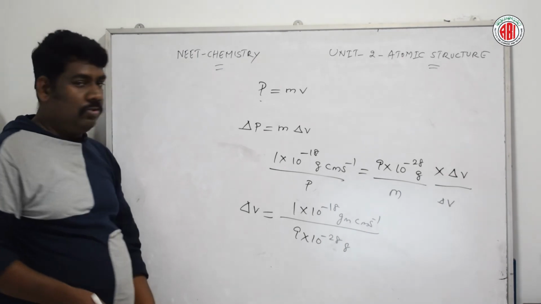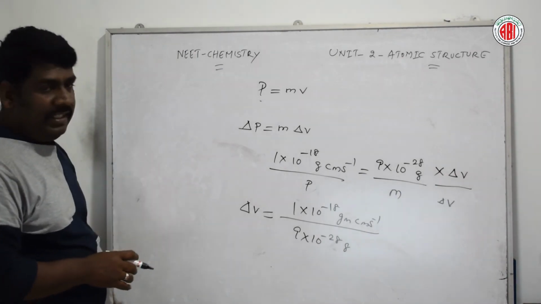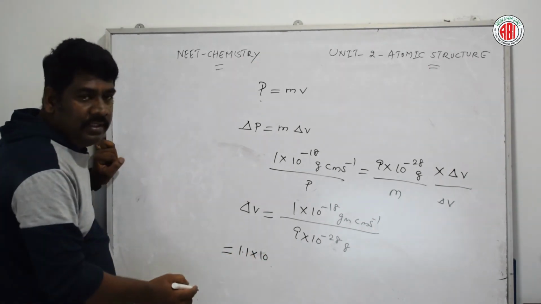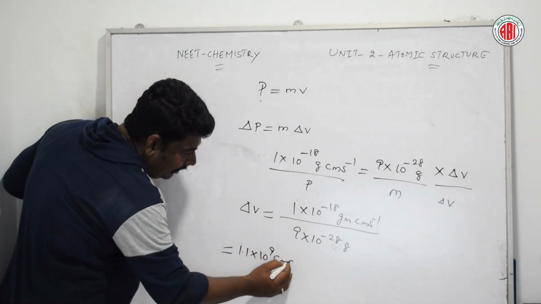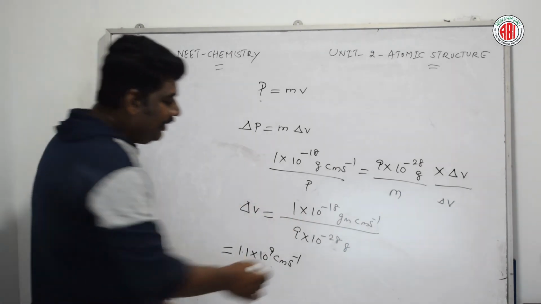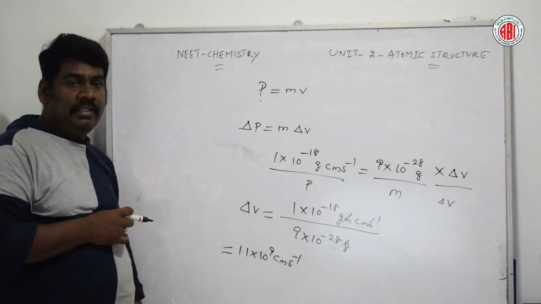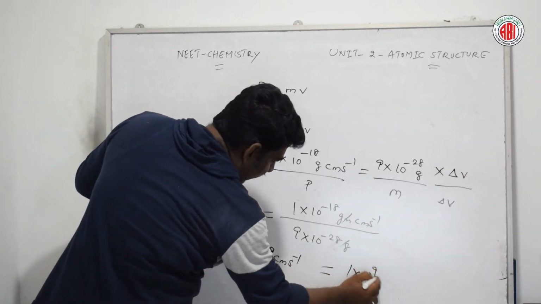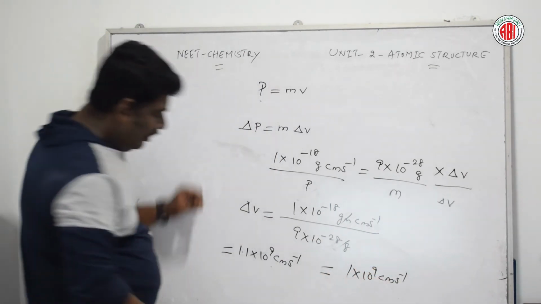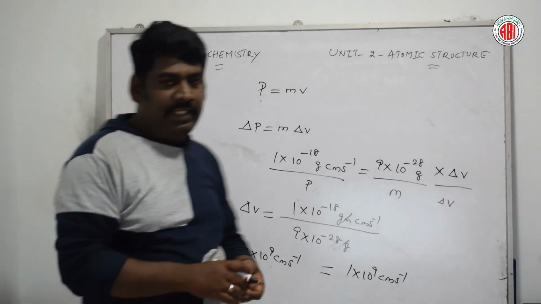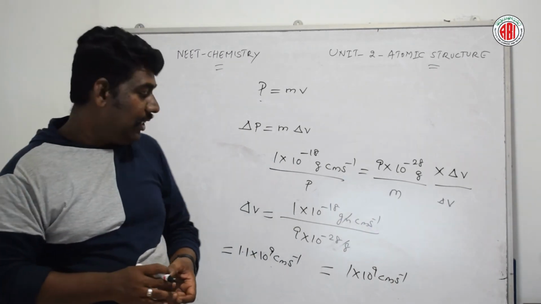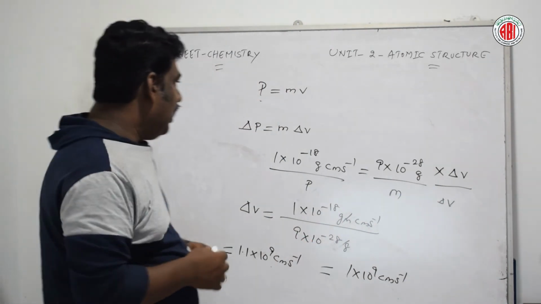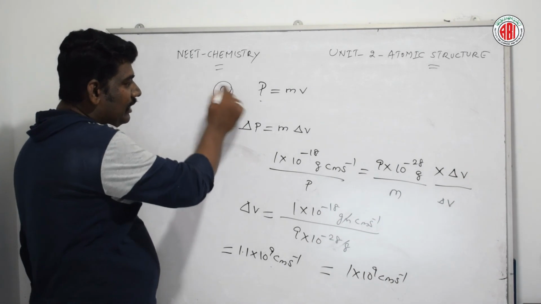Simplifying this, we get the answer 1.1 into 10 to the power of 9 centimeter per second, because gram and gram cancel. This could be written as 1 into 10 to the power of 9 centimeter per second. This way we can solve this problem. According to this question, option A is the right answer.